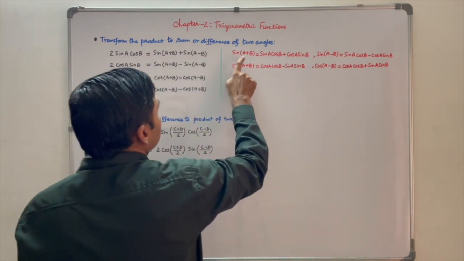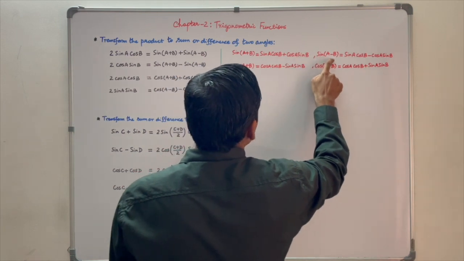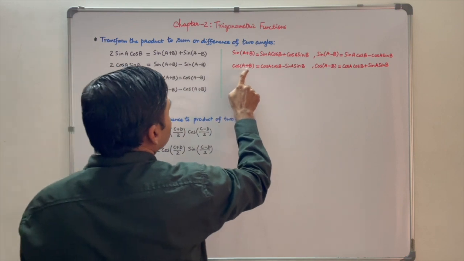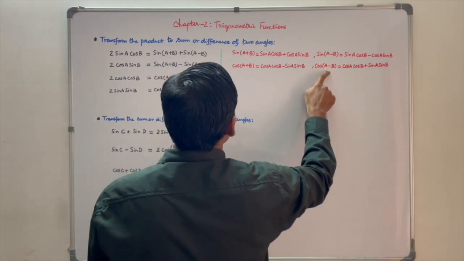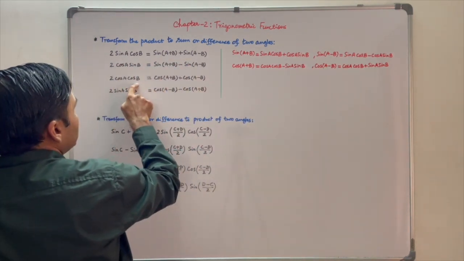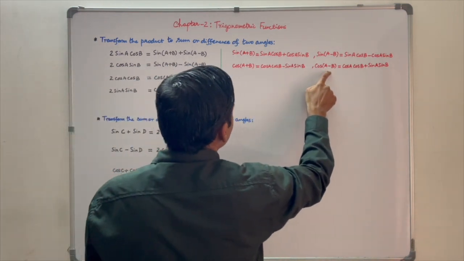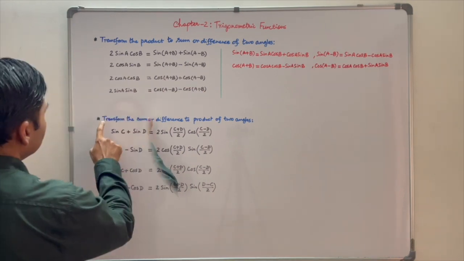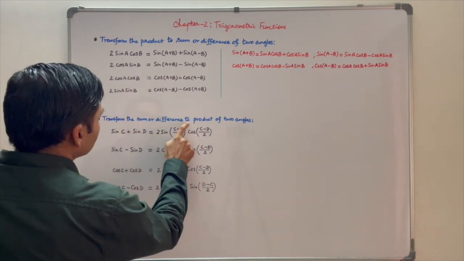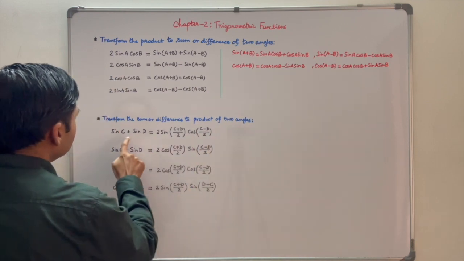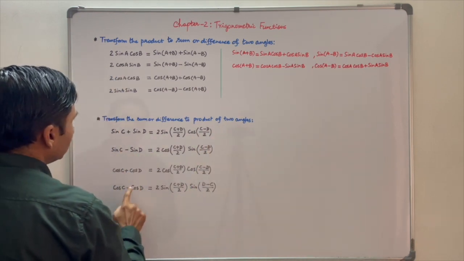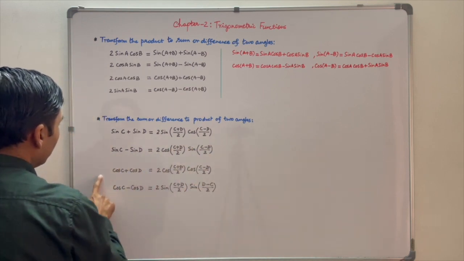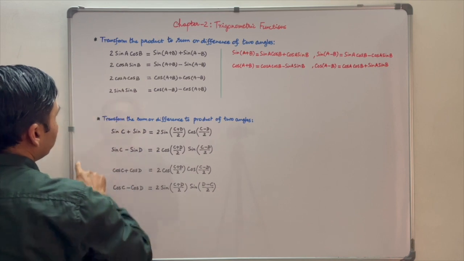Similarly, when you do sin(A plus B) minus sin(A minus B), you will get 2 cos A sin B. When you do cos(A plus B) plus cos(A minus B), you will get 2 cos A cos B. When you do cos(A minus B) minus cos(A plus B), you will get 2 sin A sin B. Transform the sum or difference to product of two angles. This is sum or difference and this is product of two angles. These four formulas are coming from here.